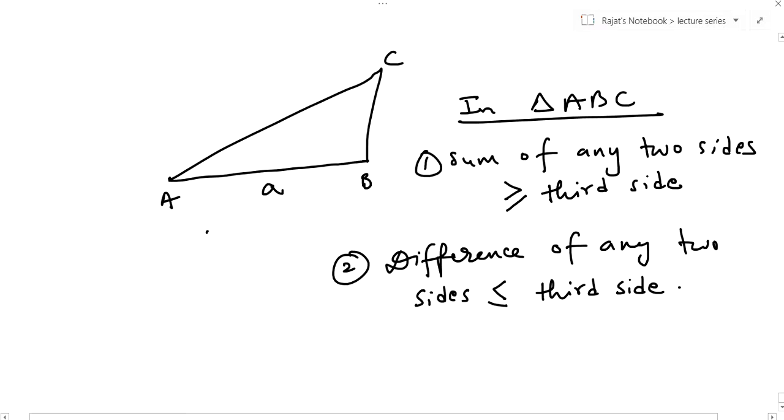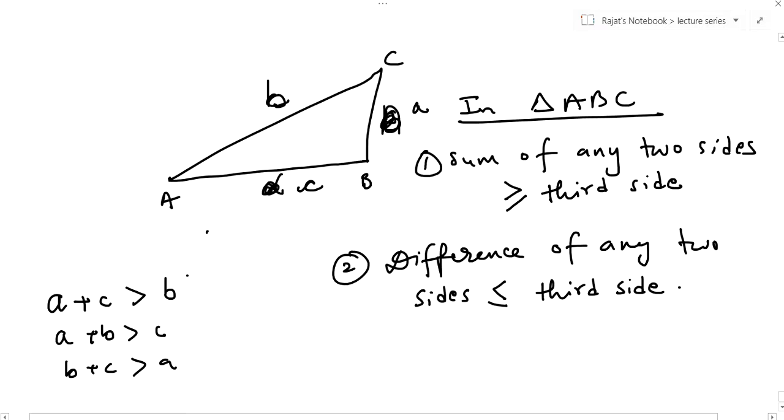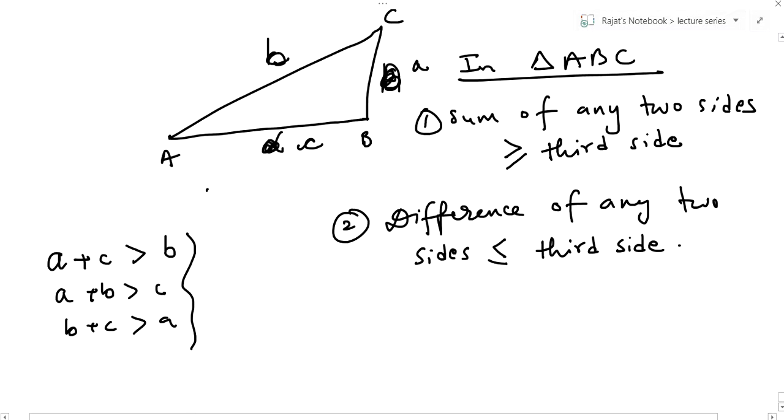Okay, so if I call this as A, this is B, and this is C, I have changed the system that we use, so let me call this as A, the side opposite to C as C, side opposite to B as B. Okay, in any such triangle using the inequality, I can say that A plus C will be greater than B, or A plus B is greater than C, or B plus C is greater than A. All these will hold true, and similarly you can talk about the difference.